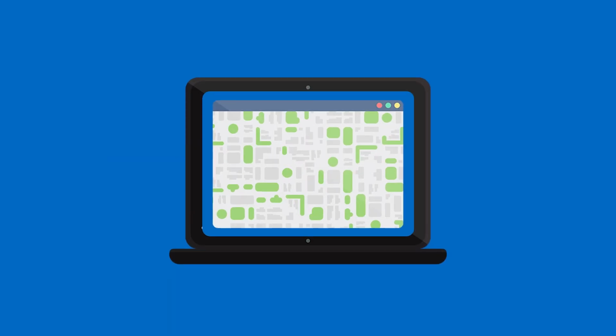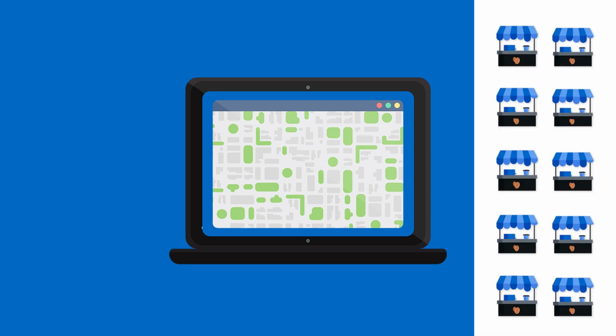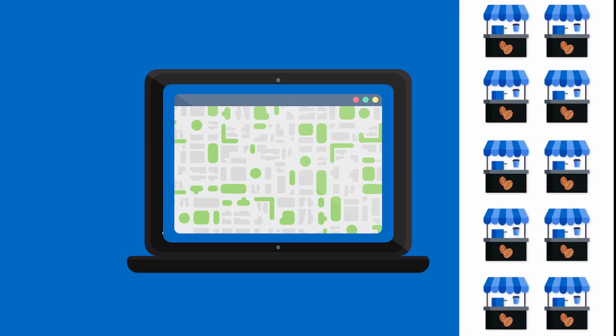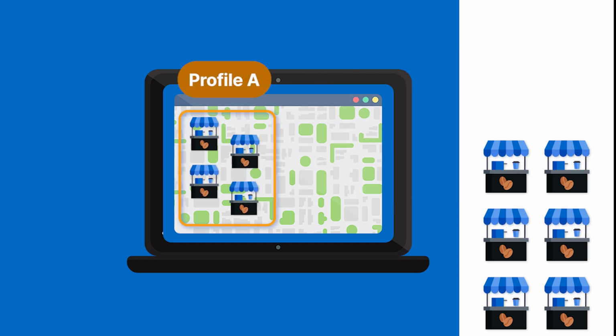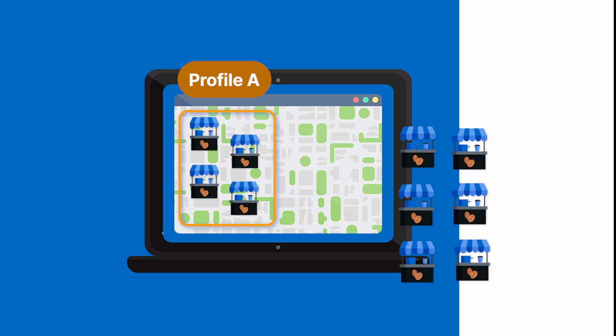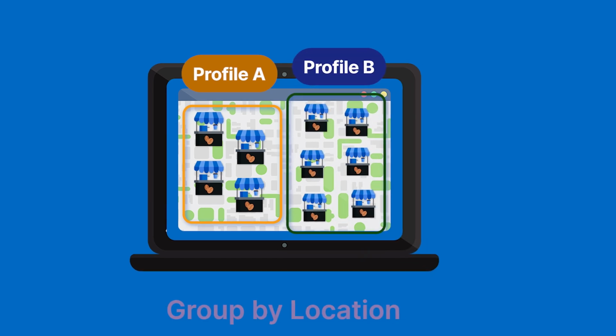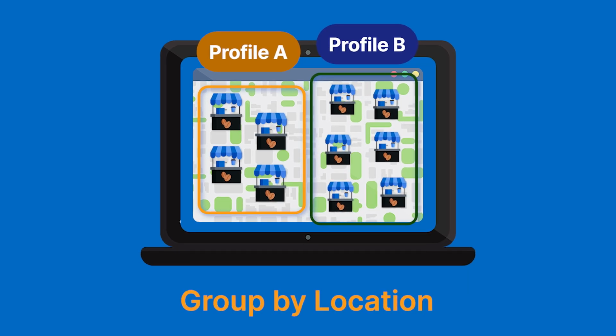Let's use the final example to recap how to plan your network. If you're a solution provider working with Starbucks and you manage 10 stores in one city, 4 stores use Profile A, create location A for these 4 gateways. 6 stores use Profile B, create location B for these 6 gateways. This is one example of group by location.